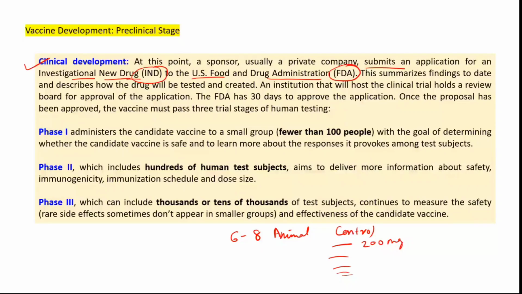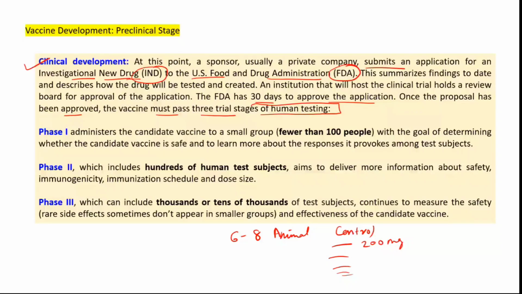So the FDA has 30 days to approve the application. Once the proposal has been approved, the vaccine must pass 3 trial stages of human testing. This process is done when you already have the data from your preclinical trial. It means I have some kind of antigen, I have done all the in vivo and in vitro study, and now I want it to go through the clinical trial.